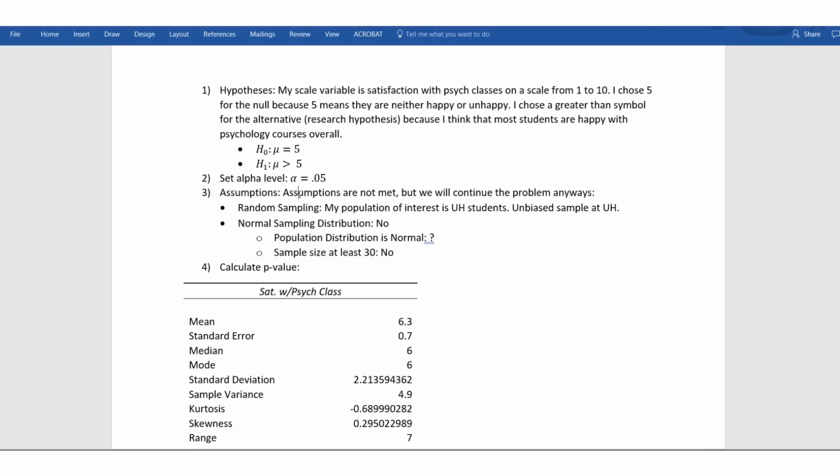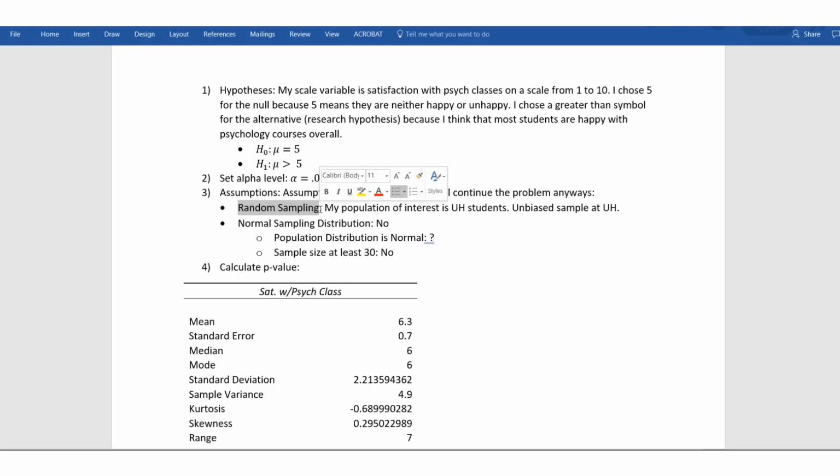Then you want to go to your assumptions. Your assumptions will not be met 100%. None of yours will. Okay, but we're going to do the problem anyways. And you just want to hope that you're not too far off on your assumptions. So random sampling, you're really going to have random sampling.